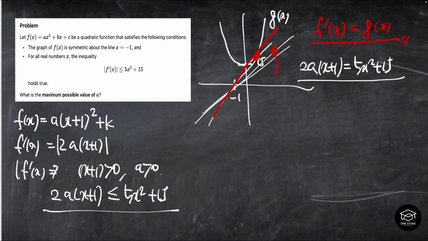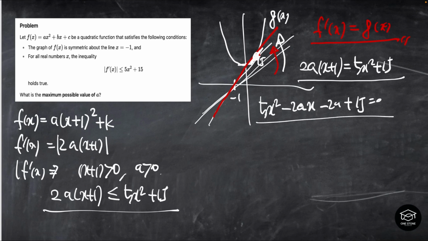The maximum possible value of a occurs at the point where the line and the parabola are just tangent. That is, they touch at exactly one point. Let's set up the equation for that situation. We equate the two expressions: 2a(x + 1) = 5x² + 15. Rewriting, 5x² - 2ax - 2a + 15 = 0.